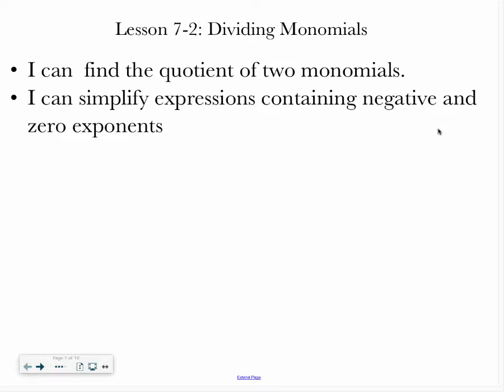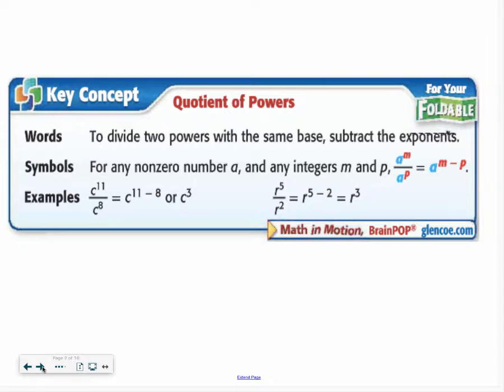Hello class, welcome to lesson 7-2, which is all about dividing monomials. By the end of this lesson, you should be able to find the quotient of two monomials, and you should be able to simplify expressions containing negative and zero exponents.